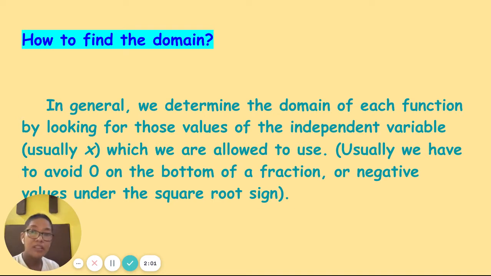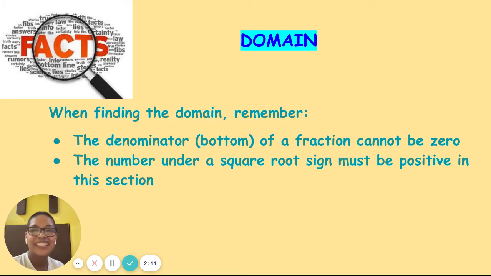So, usually, we have to avoid 0 on the bottom of a fraction or negative values under the square root sign. Ang tanong, bakit? Okay, bakit po? So, when finding the domain, remember, tandaan po natin, the denominator, the bottom of a fraction, cannot be 0. So, bakit kaya? Bakit po hindi pwedeng yung denominator ng fraction ay 0? Kasi 1 over 0 or any number over 0 in particular is undefined. Undefined po siya. 1 over nothing is undefined.